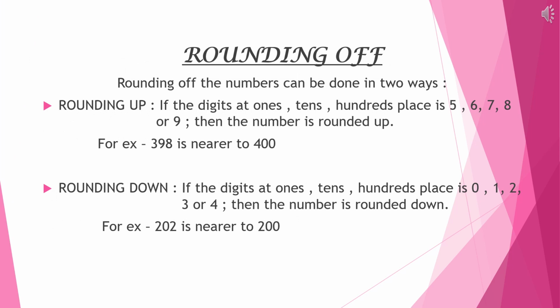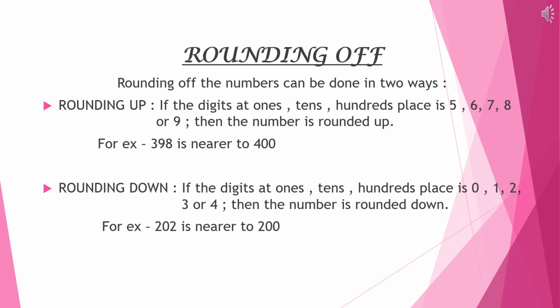Estimation is also called rounding off. Rounding off numbers can be done in two ways. First, rounding up. Second, rounding down. Rounding up. If the digit at ones, tens, hundreds place is 5, 6, 7, 8 or 9, then the number is rounded up. For example, 398 is nearer to 400. That means if the digit at ones, tens, hundreds place is equal to or more than 5, then the number is rounded up. In a rounded up number, the near about number is always more than the given number.